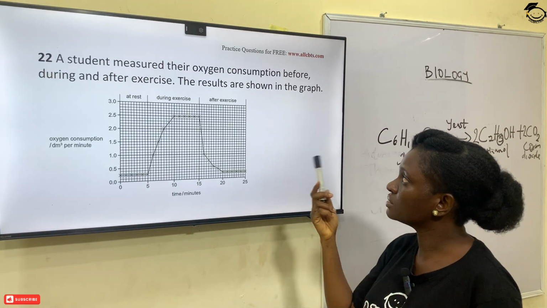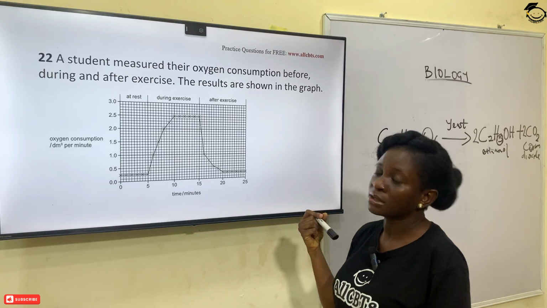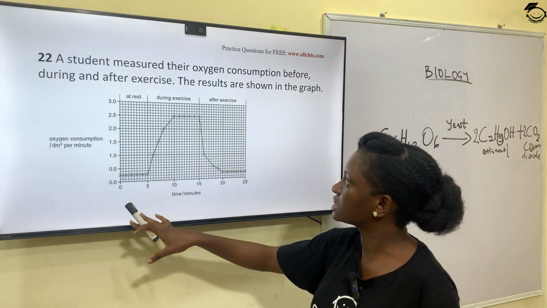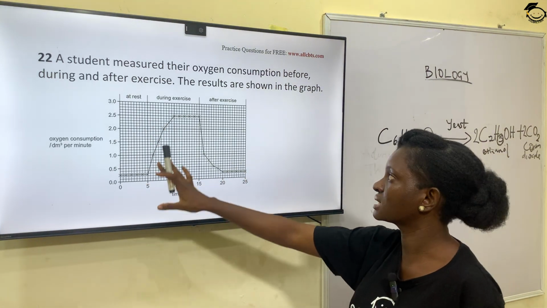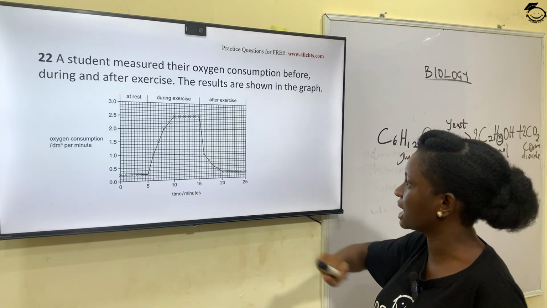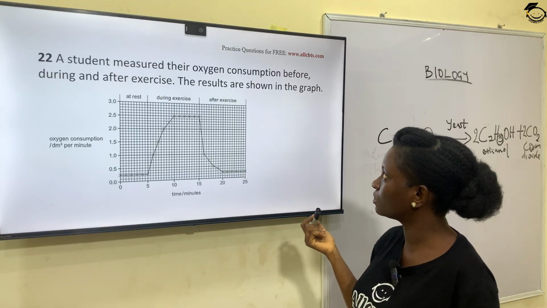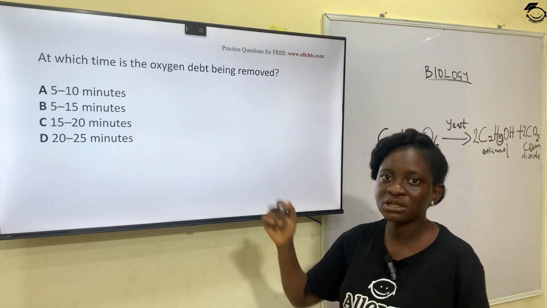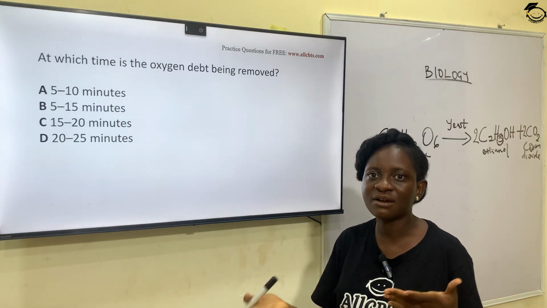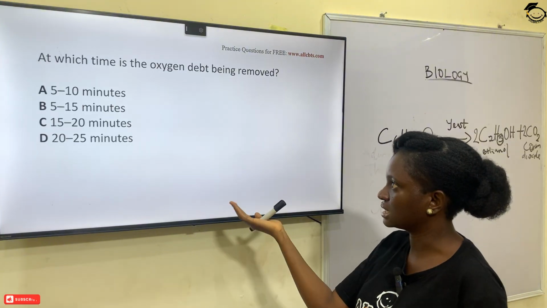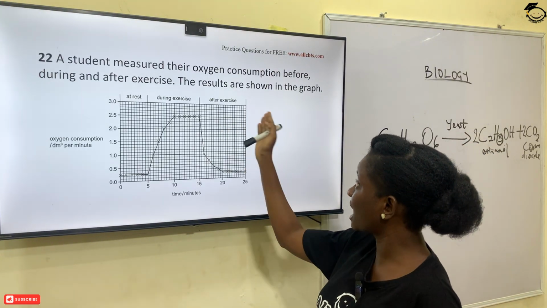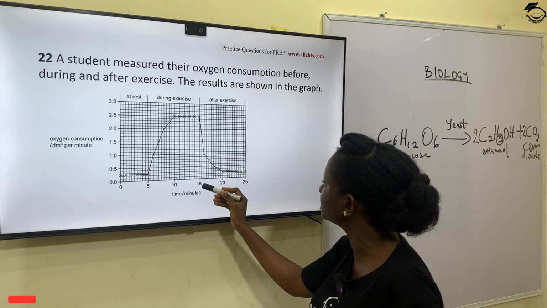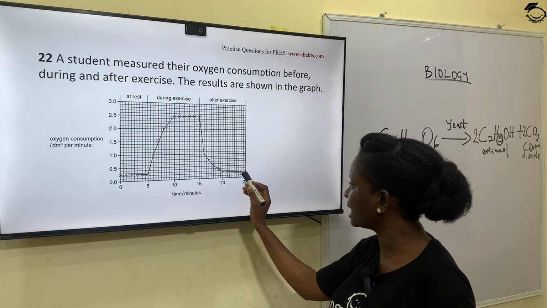Question 22. A student measured their oxygen consumption before, during, and after exercise. This is what the chart looks like. We can see at rest, that's before exercise, during exercise, and after exercise. So the question: at which time is the oxygen debt being removed? Oxygen debt is mostly removed after exercise. That's the post exercise. So from the chart, after exercise falls between 15 and 20 before it finally goes to rest.